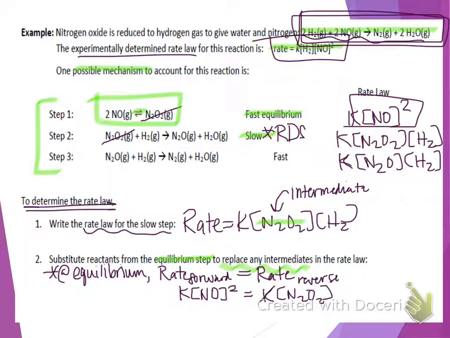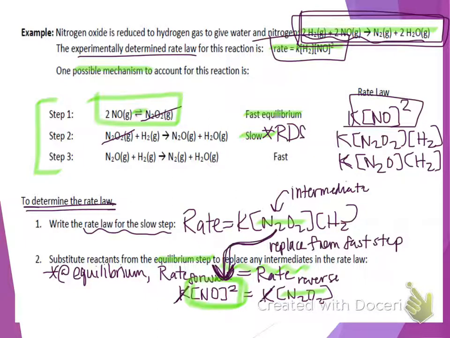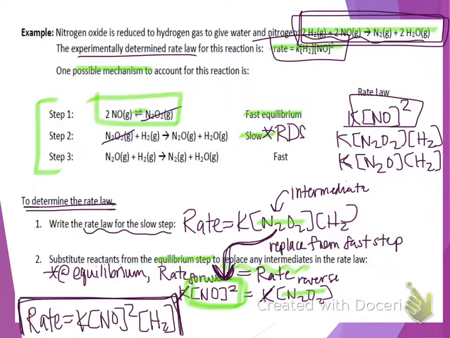Well, our rate constants are going to cancel out, so the concentration of NO squared is equal to the concentration of N2O2. Remember, we need to replace that intermediate, replace that N2O2. Well, this fast equilibrium step tells us that it is equivalent to the NO squared. That's what we need to replace it with. So when we replace that, we get the rate law for the overall reaction, which matches the given experimentally determined rate law with that NO squared times the H2.